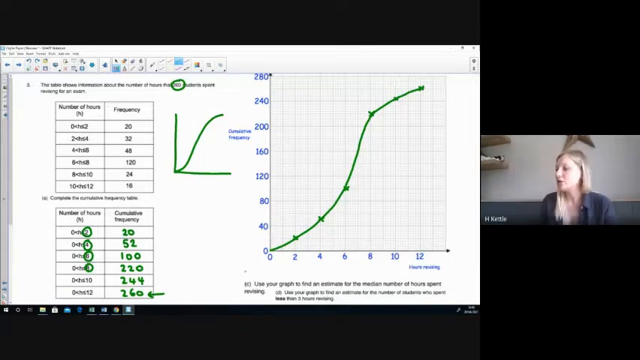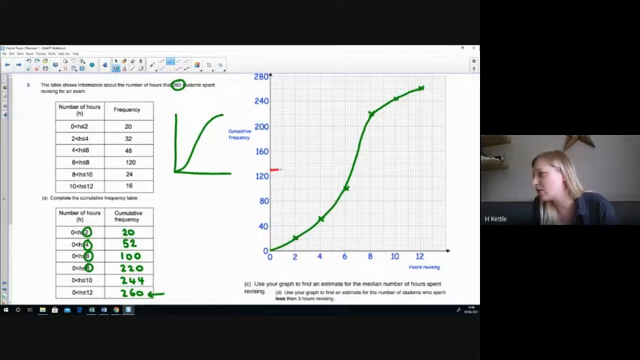Then it says, use your graph to find an estimate for the median. Now, the median is in the middle, the middle piece of data. We know that we asked 260 students how long they spent studying. Now, technically, the middle would be between the 130th and the 131st student, but because we've got so much data here, it's not really going to make a difference. So we're just going to read across at 130. So that would be 124, 128, 132. So it's going to be somewhere between those two.